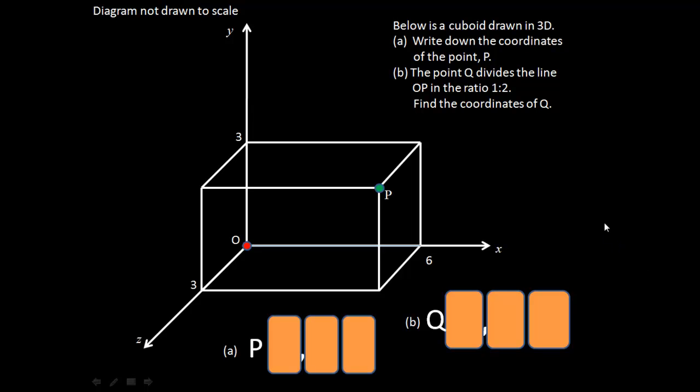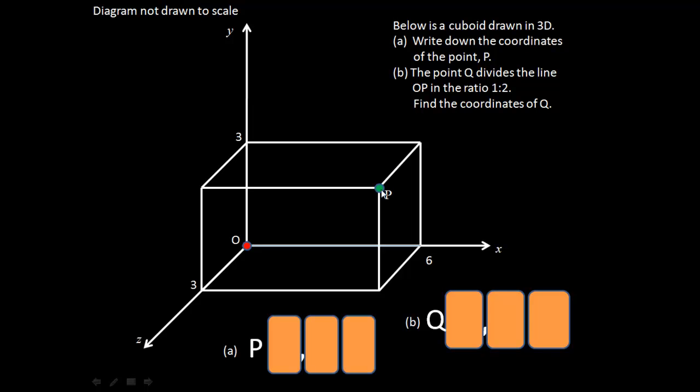This is also a cuboid, and I've interchanged the axes. The x is going that way, and they're only positive coordinates, but the y is now going upwards, and the z in that direction. Below is a cuboid drawn in 3D. The diagram again is not drawn to scale. Write down the coordinates of the point P.